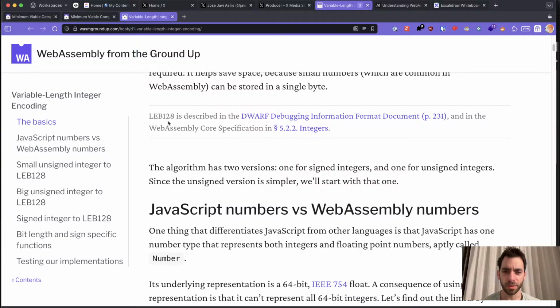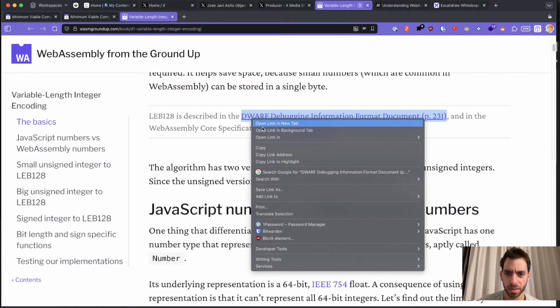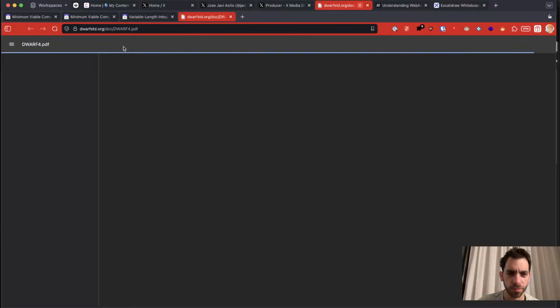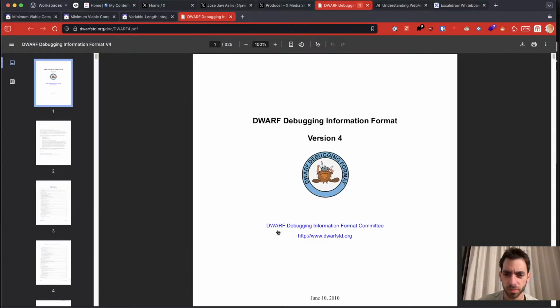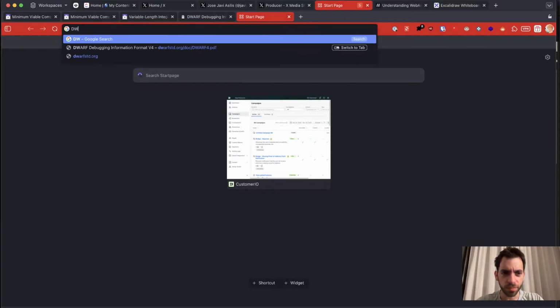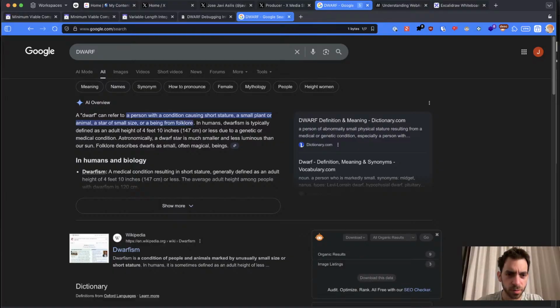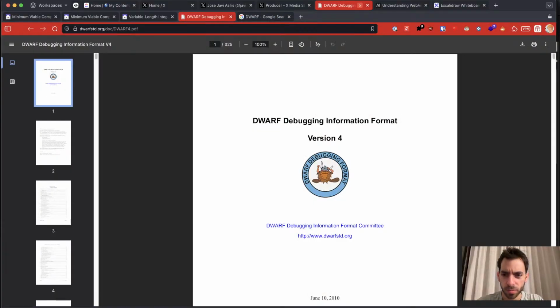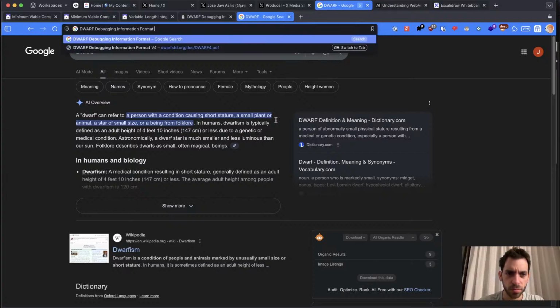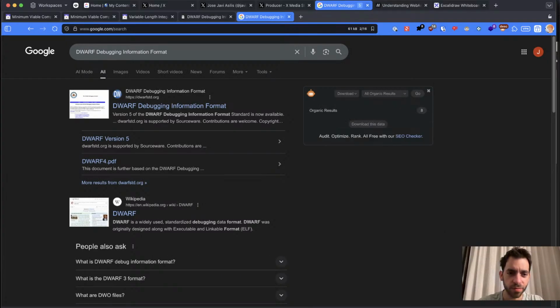And it says LEB128 is described in the DWARF debugging information format document. I don't know what DWARF is. Okay, let's look up what DWARF is. I have no idea what it is. I'm sorry, guys, I have no idea.